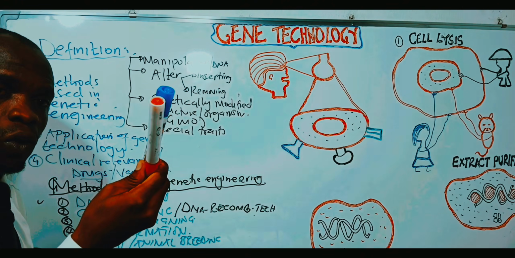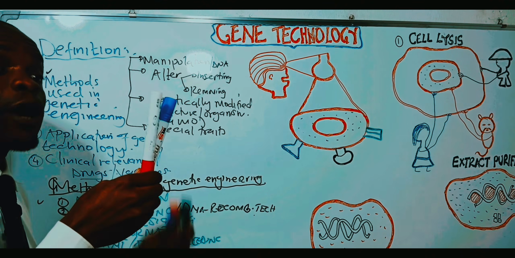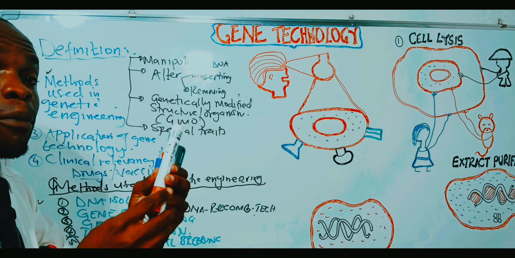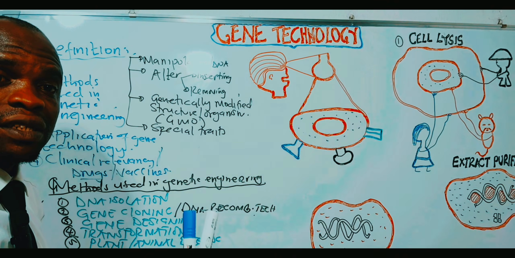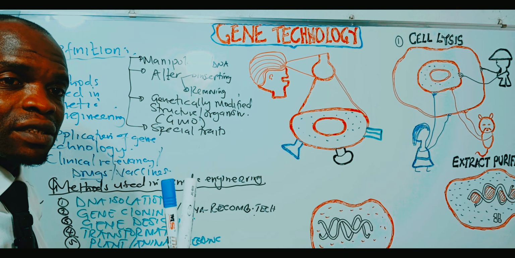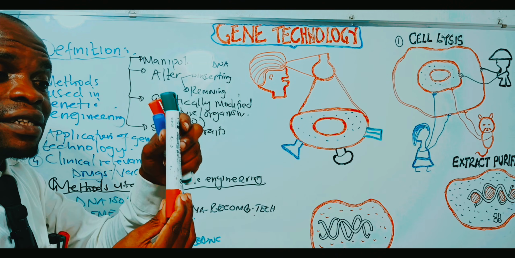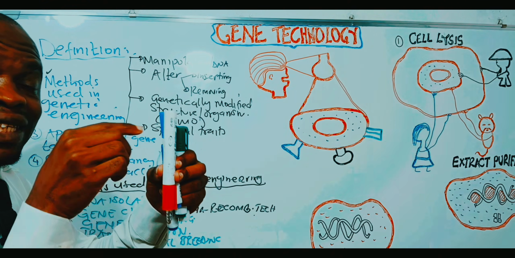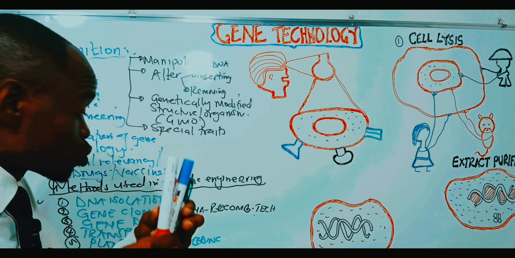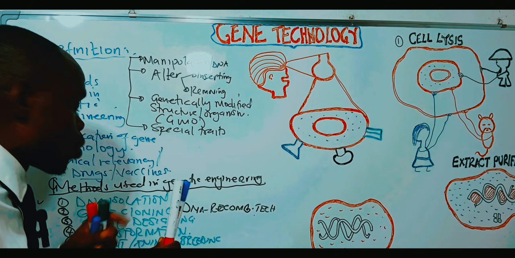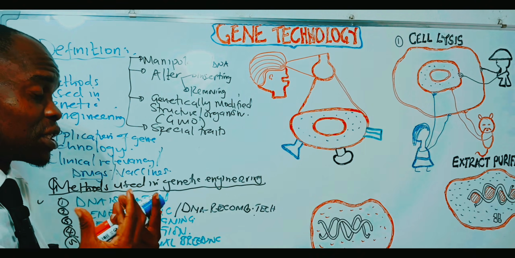After getting it, I'm going to multiply this one. I'm going to put this into a host cell, so that it can multiply to form more other cells, which I want. So the process of multiplying this recombinant gene, or recombinant DNA, in the host cell is what we call gene cloning. We shall look at it in detail, members. Just giving you some recap.